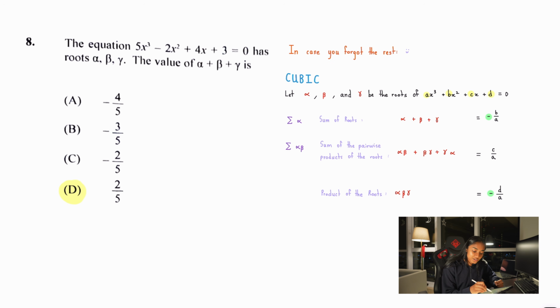So, in case you forgot the rest, we know that the sum of the roots is minus b on a. The sum of the pairwise products of the roots is c on a. And the product of the roots is minus d on a. Memorize those and you all will eat, just like we just ate.